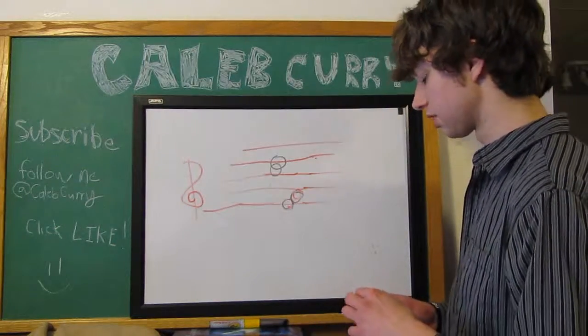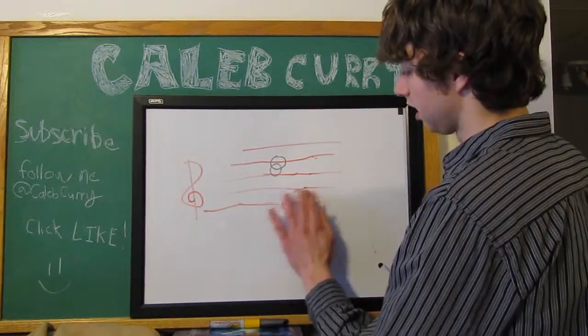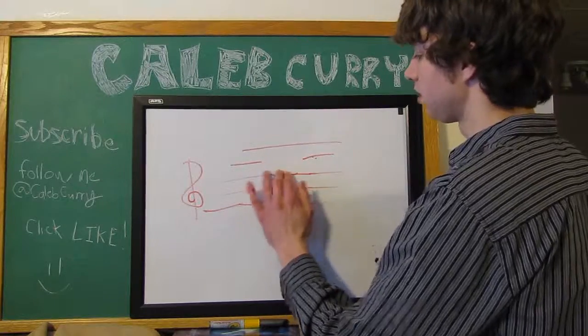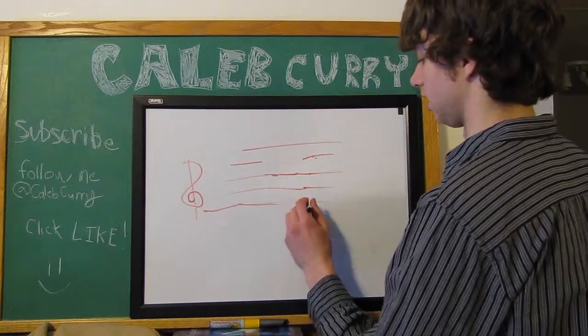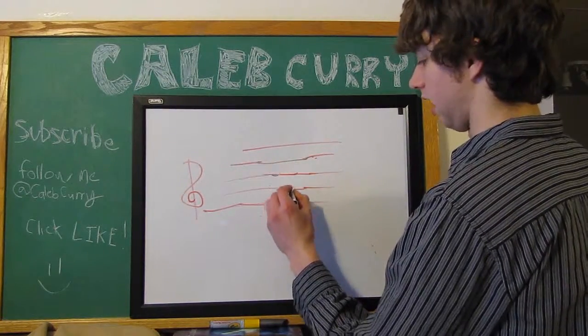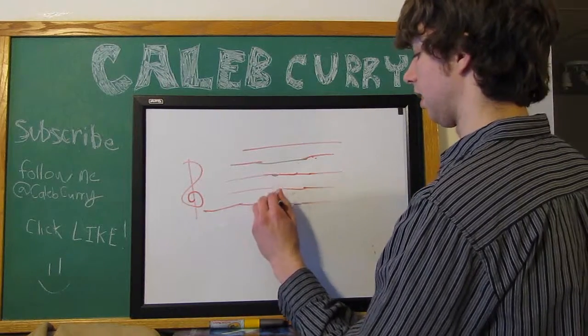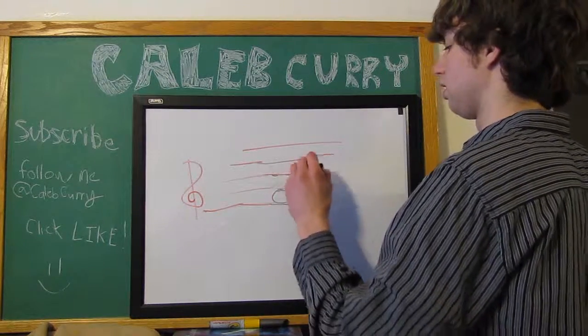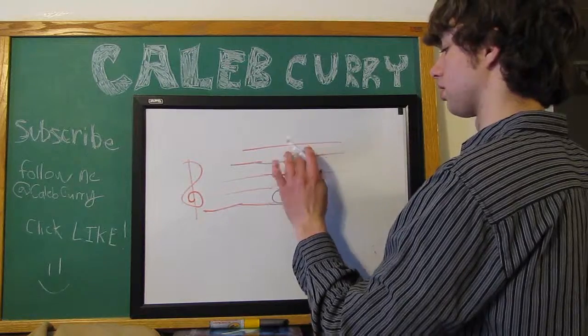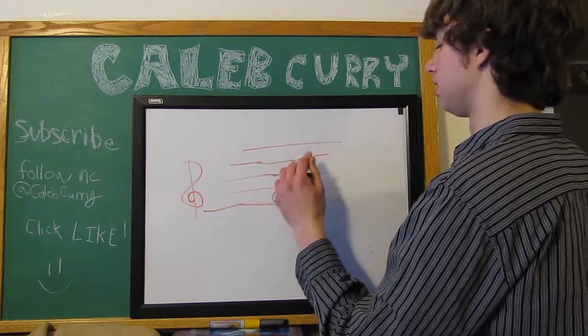But anyways, let's say we want to find an interval that is from, let's say, F to C, that's not C either, dang it, I'm off one, to C sharp.